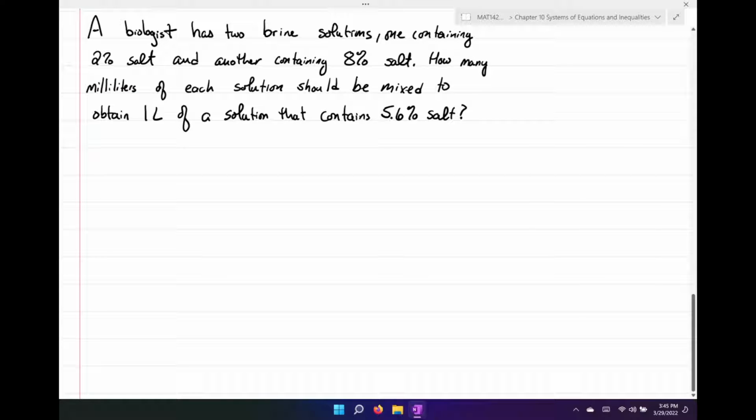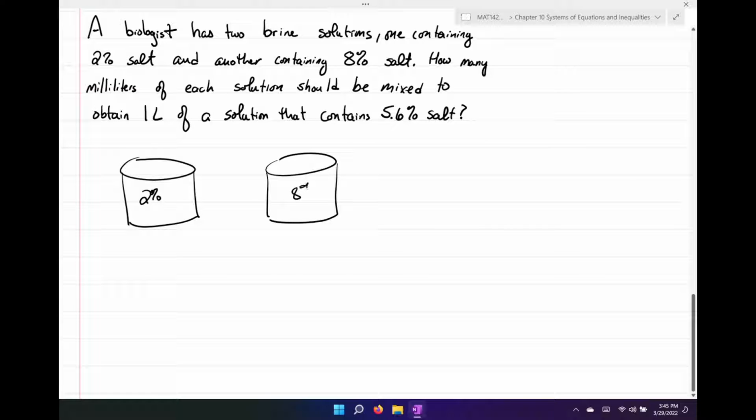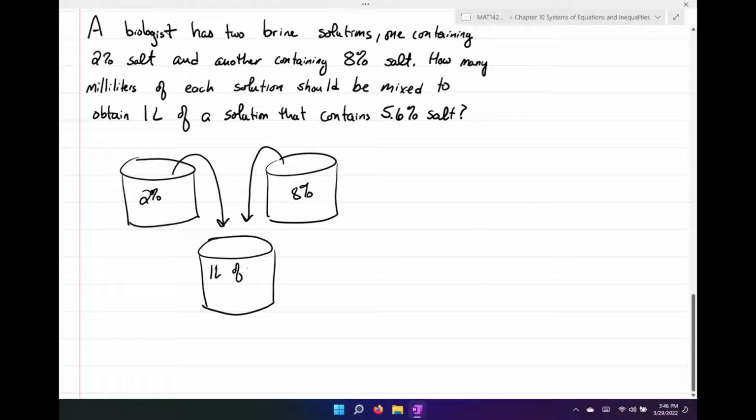So here's what's happening here. We have our first solution, and this is going to be 2%. And then we have a second solution, and this will be 8%. The goal is to take each of these and mix them together into another container that is 1 liter of 5.6% salt. As you can tell, the percentage that you want is in between the 2 and the 8, so we're not going to mix equal portions of this. We're going to figure out how much of each we need.